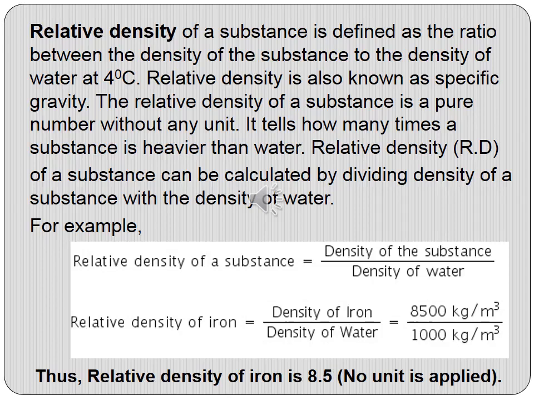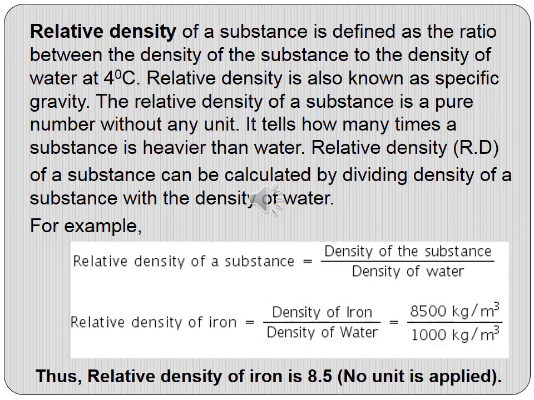Why should the density of water be selected as the reference value? Because the density of water is 1 gram per cubic centimeter at 4 degrees Celsius. Here, the temperature must be 4 degrees Celsius as water has maximum density at 4 degrees Celsius. It has no unit, that is, it is a pure number. It tells how many times a substance is heavier than water. Relative density of a substance can be calculated by dividing the density of the substance by the density of water.